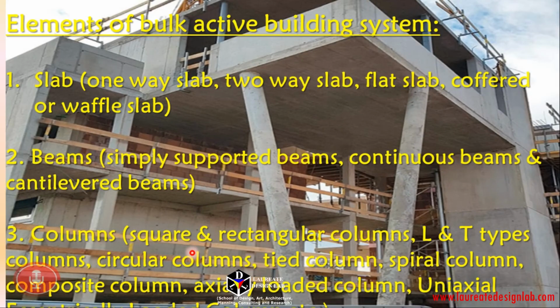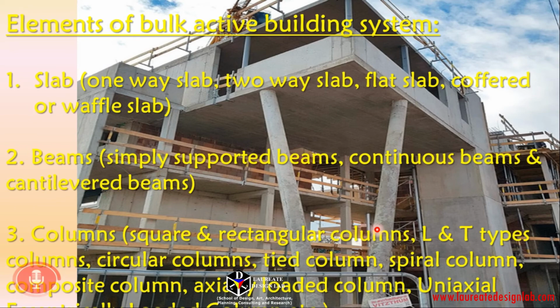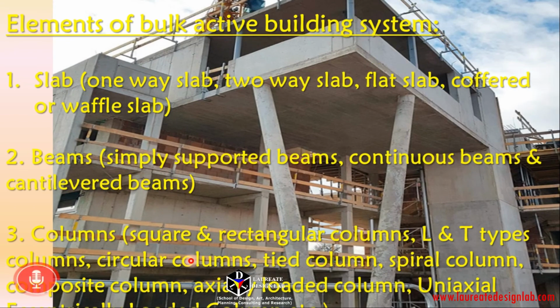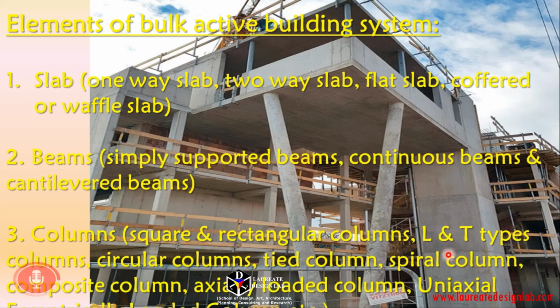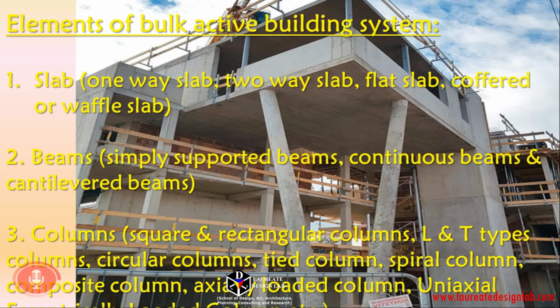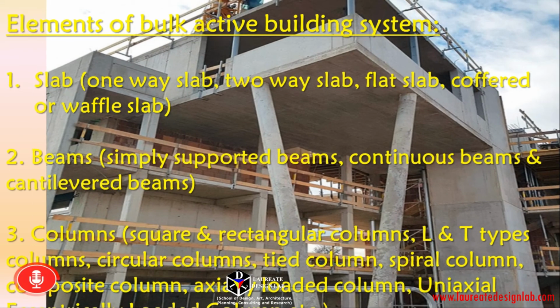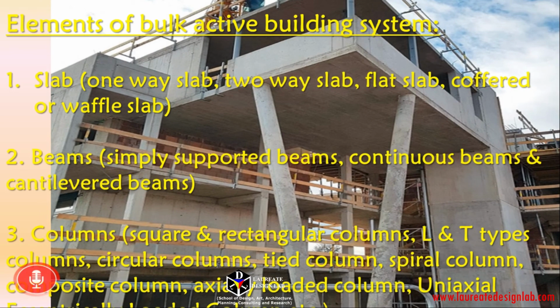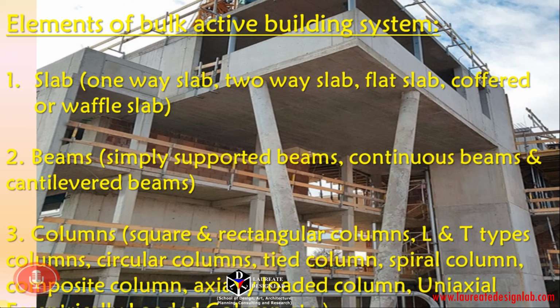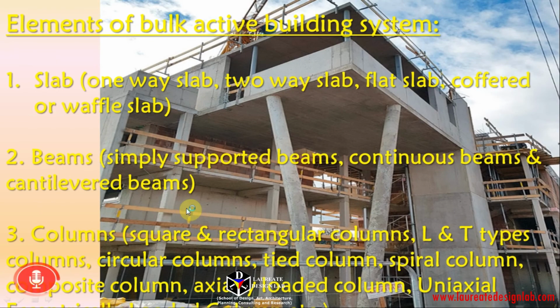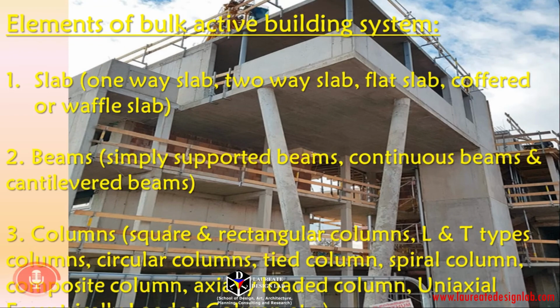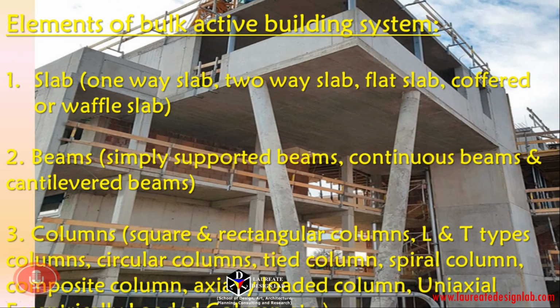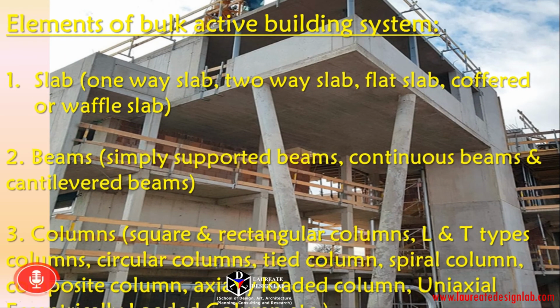The third element is the columns. They can be square or rectangular columns, L and T type columns, circular columns, tied columns, spiral columns, or composite columns, axially loaded columns, uniaxial columns, and finally it can have walls also. So the walls should generally be load-bearing walls.